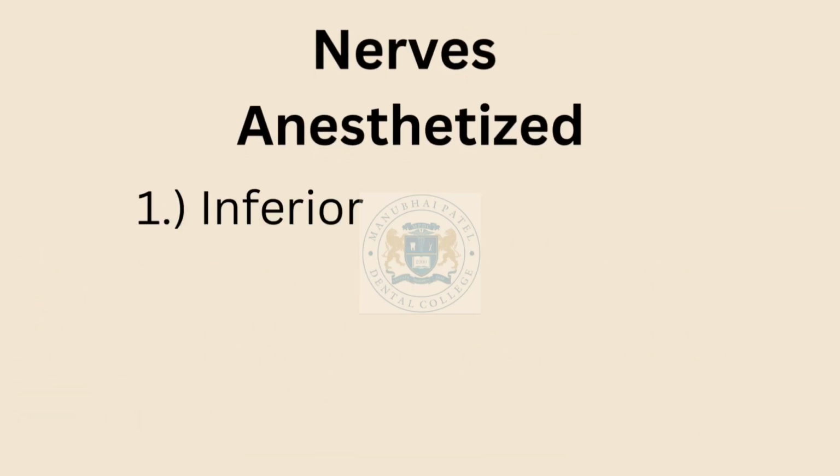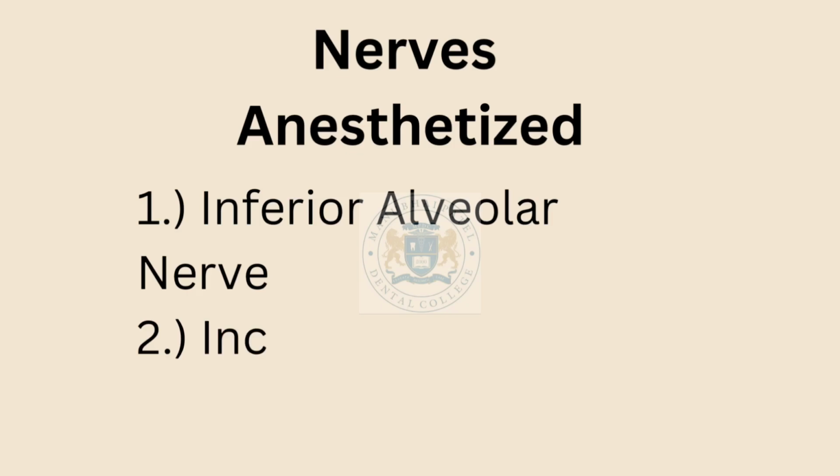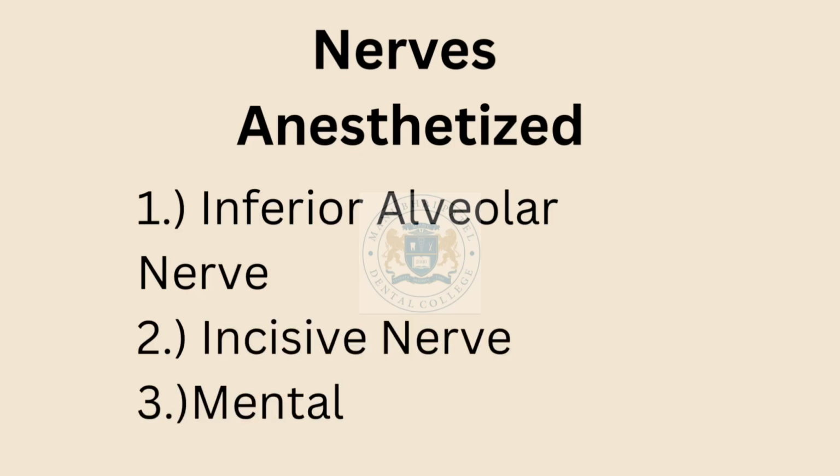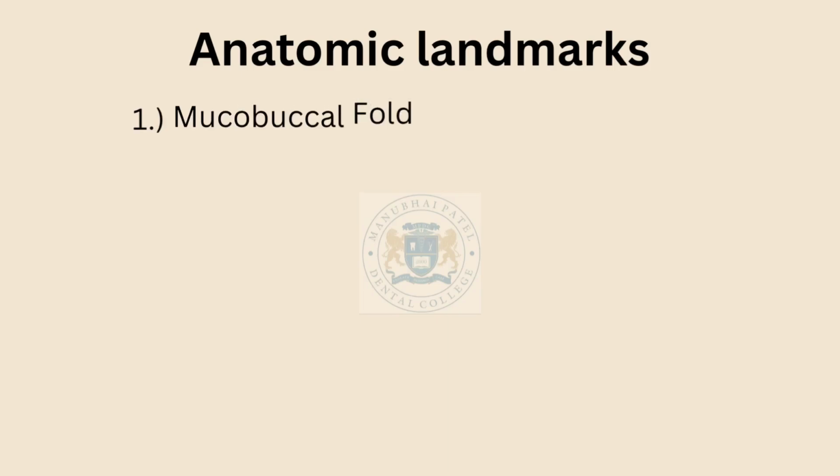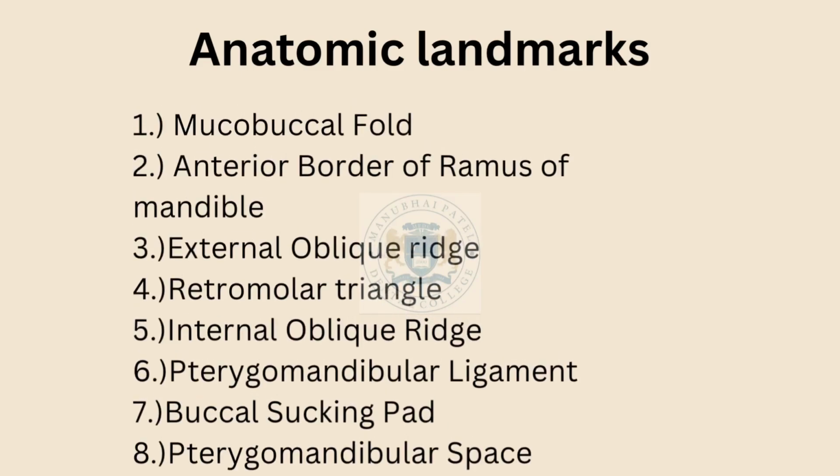Which nerves are anesthetized? Number 1. Inferior alveolar nerve. Number 2. Incisive nerve. Number 3. Mental nerve. Number 4. Lingual nerve. Now let's have a look at the anatomical landmarks.